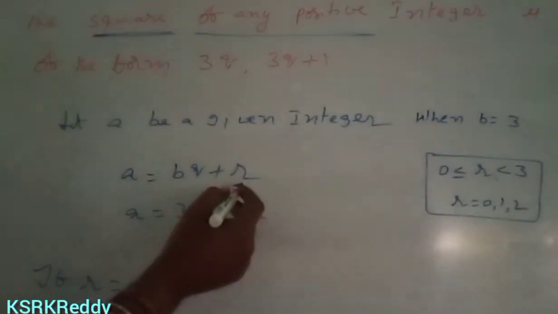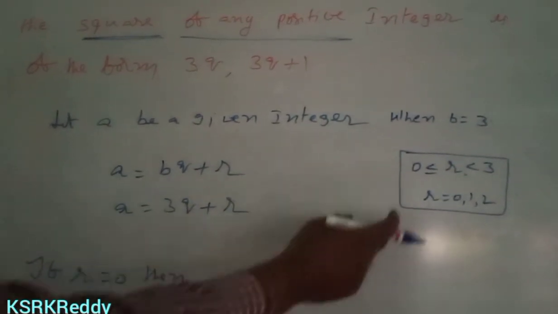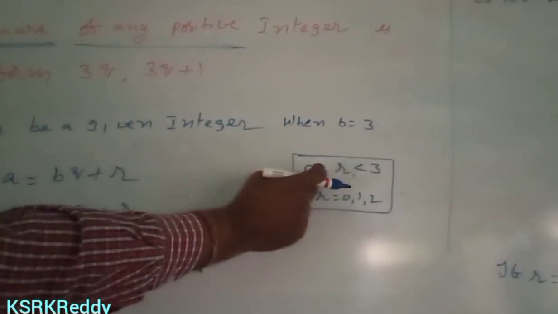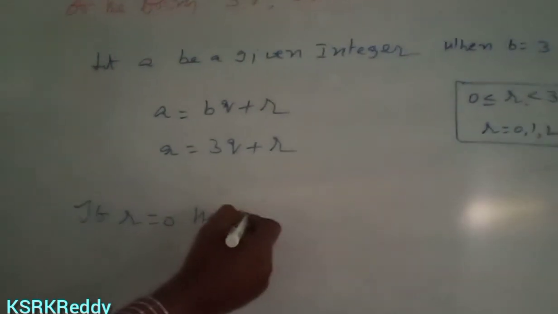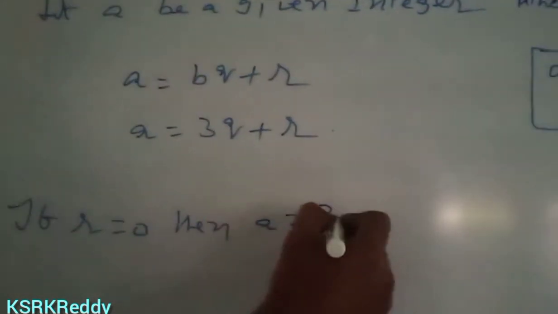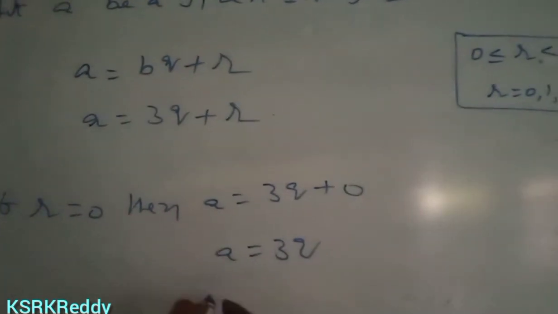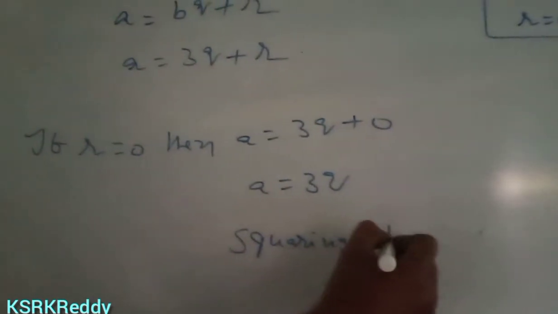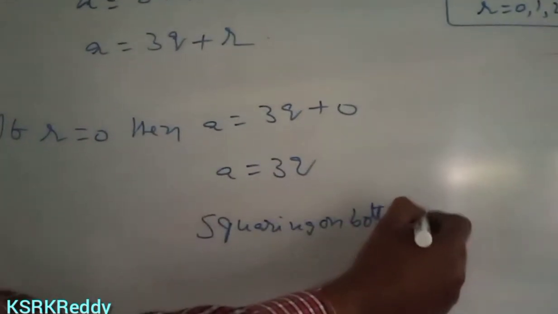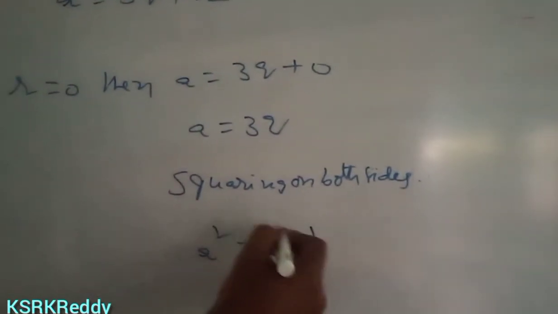a is equal to bq plus r, that means a is equal to 3q plus r. So r value: 0 is less than or equal to r less than 3, r value is 0, 1, 2. If r is equal to 0, then a is equal to 3q plus 0, a is equal to 3q. Squaring on both sides, a square is equal to 3q whole square.